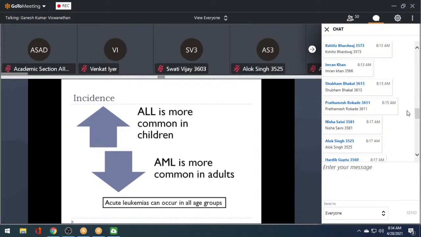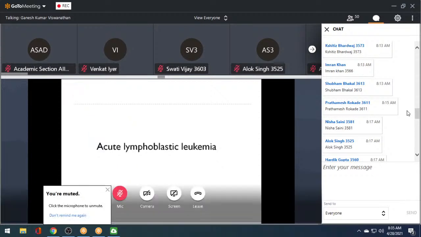So if you look at the incidence of this ALL, it is usually more common in children, and AML is more common in adults. But this is a broad categorization. It doesn't mean that ALL can't occur in adults or AML can't occur in children. So both of the cancers can occur in all age groups. But the common presentation is ALL is common in children, and AML is common in adults, especially in older adults.